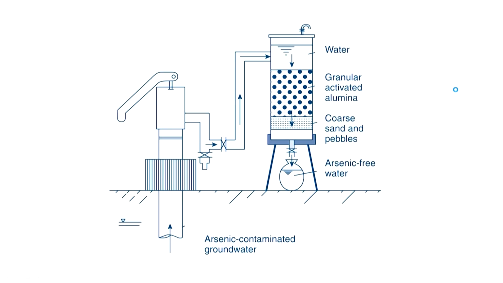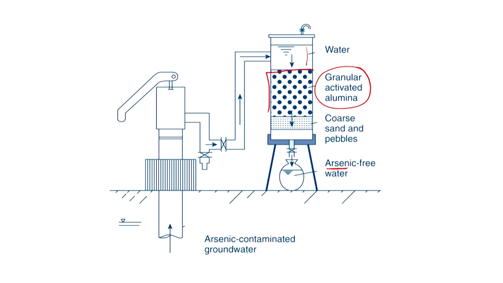So again, what is it that WHO typically recommends? You have water being pumped out from the ground, and you maintain a head of water. Here you have granular activated alumina, as we mentioned earlier, that acts as a good adsorbent for arsenic and or fluoride. And you have coarse sand and pebbles, and then the water will come through and is collected here, arsenic free.